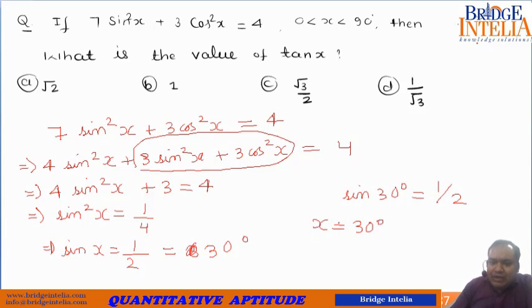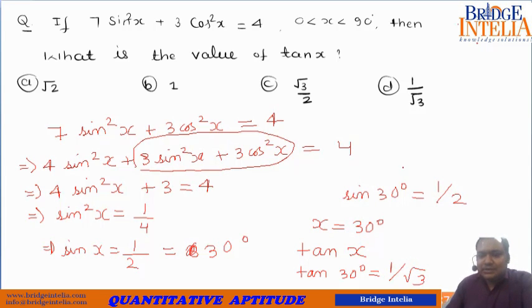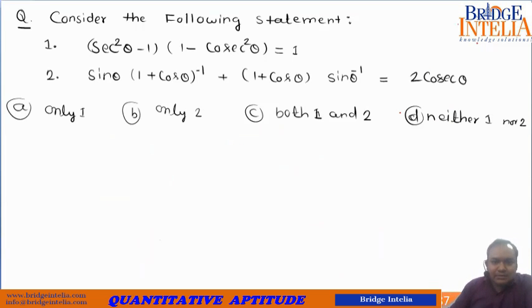And once you have found that out, it becomes very easy for us to calculate the value of 10x, because we have by now understood that x is equal to 30 degrees. So we can simply substitute 10 times 30 degrees, which is equal to 1 upon root 3. So this is the answer. So let's move on. Okay, so this is a standard use of identities.